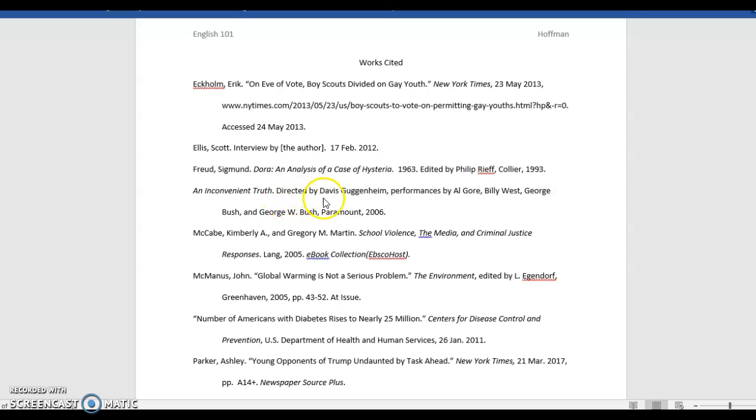Then we give directed by Davis Guggenheim. I know it's a little confusing because Davis looks like a last name for somebody, but it's really his first name. Comma, performances by Al Gore, Billy West, George Bush, and George W. Bush, comma, Paramount, comma, 2006, period.